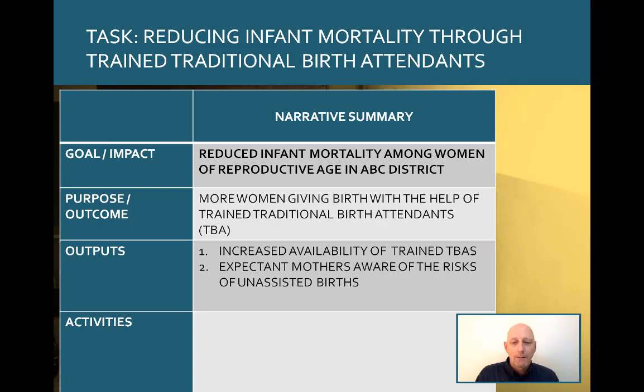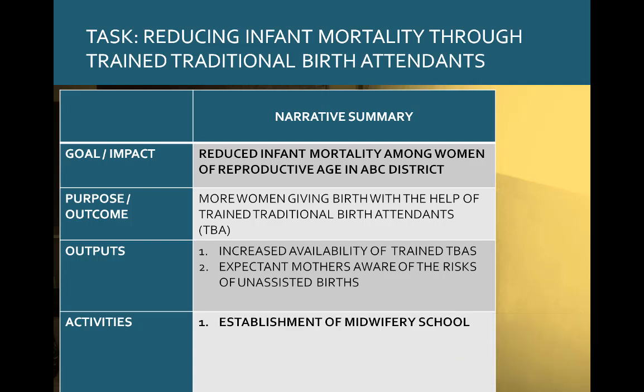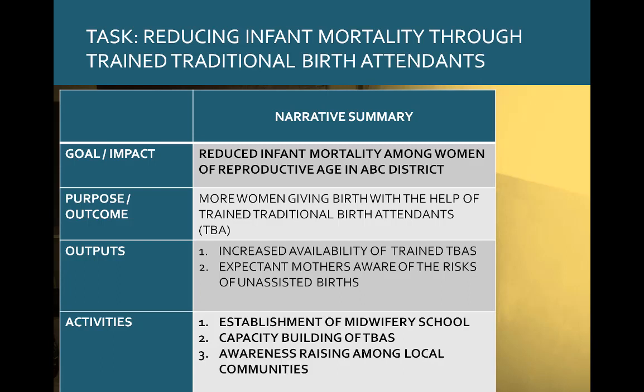Let's look at the activities then. How do we get more trained traditional birth attendants? There are two steps to this. Firstly, establishing a midwifery school, and secondly, capacity building of the TBAs. What about the second output? Expectant mothers aware of the risks of unassisted births. How do we get that result? Through the activity of awareness raising among local communities.